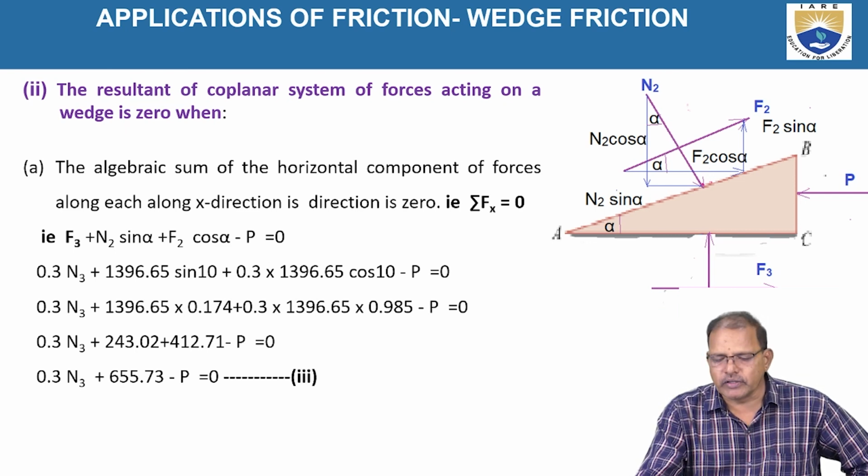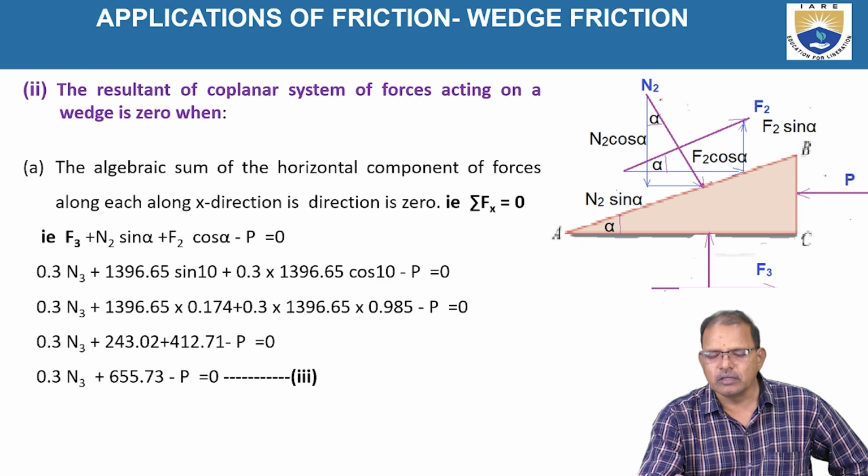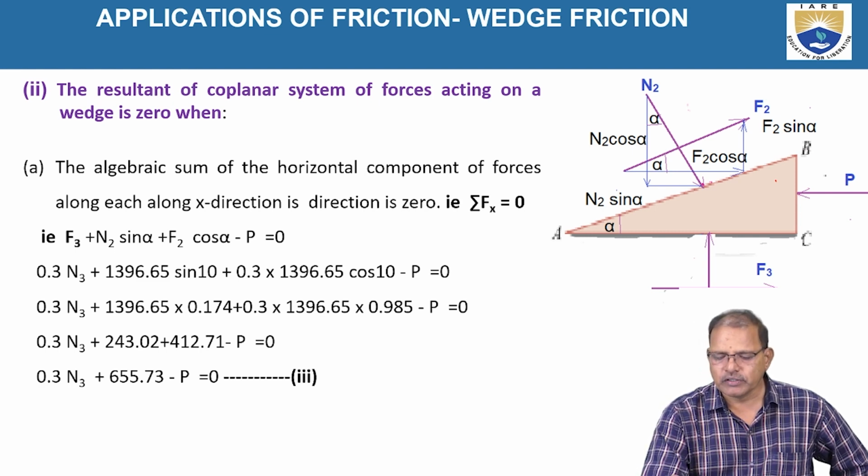Now we are considering the wedge and the forces acting on it. The normal reaction N2 is acting on the wedge in the downward direction. The friction force is acting toward the right-hand side, and the friction force between the wedge and the horizontal surface also acts toward the right, because the wedge is moving toward the left, as shown in the figure.